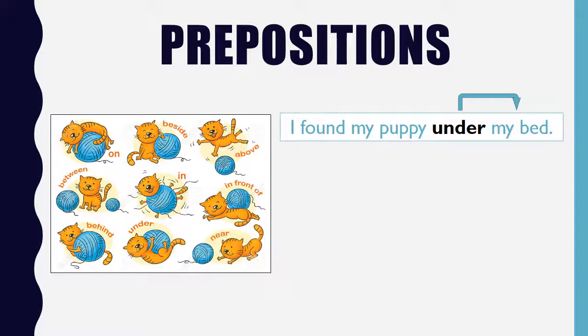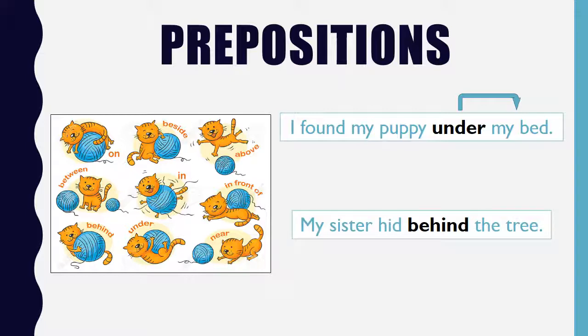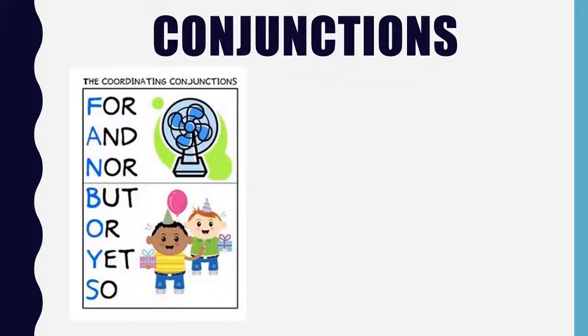The same is true in the next example. In my sister hid behind the tree, the word behind is used as a preposition to describe where the sister is hiding. Where is she hiding? Behind the tree. Again, the noun is immediately following the preposition. The image to the left of the examples gives a few more prepositions you can use when you write.